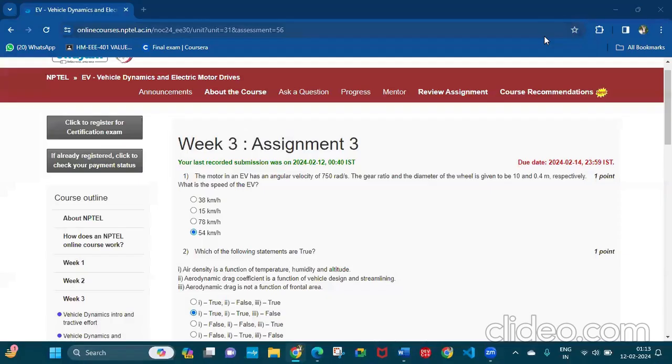Today we are going to discuss the week 3 assignment 3, all the solutions of the course EV, vehicle dynamics and electric motor drives.